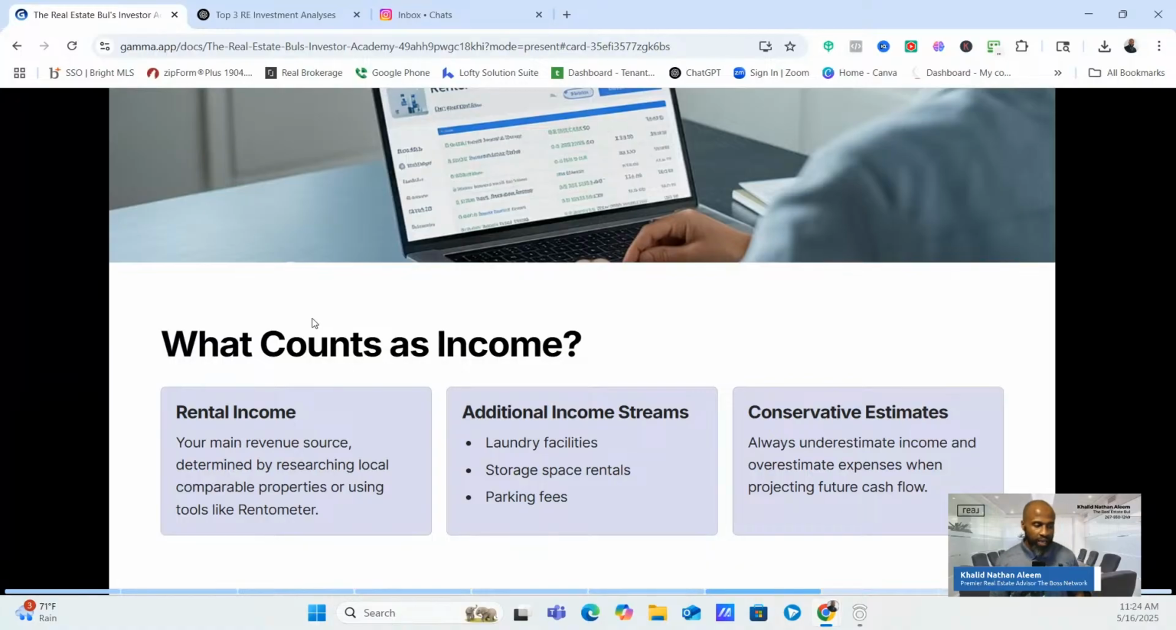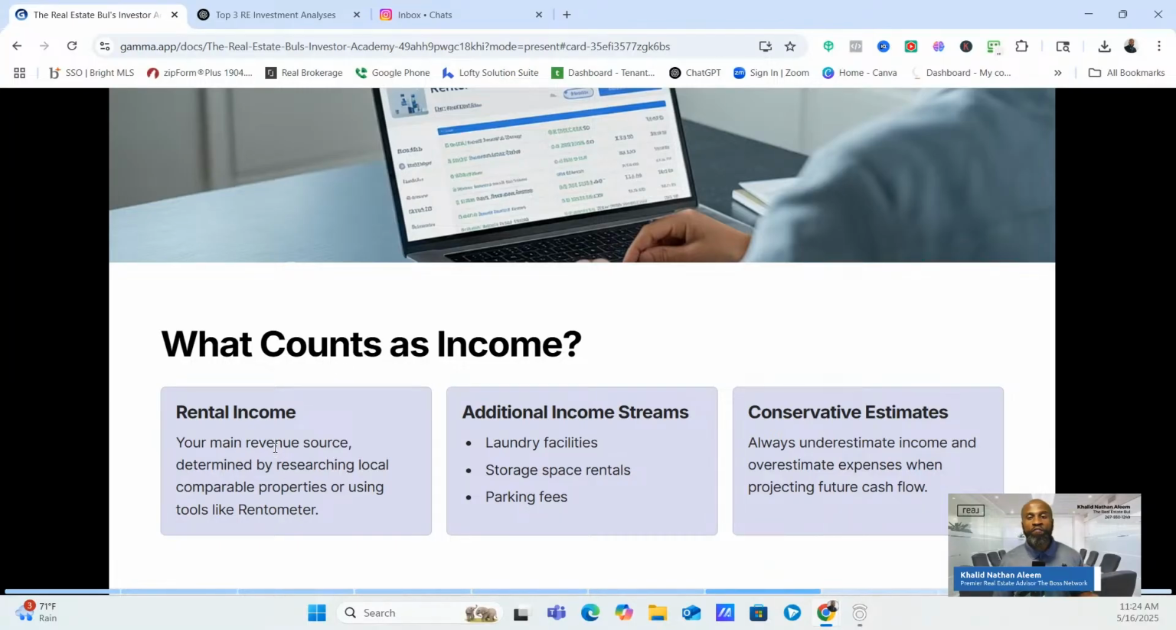Next, what counts as income? Because with some of these loans that you're going for, they may count some of the rents as income. But what counts as income from these properties? Well, your rental income is going to be your main source of revenue.